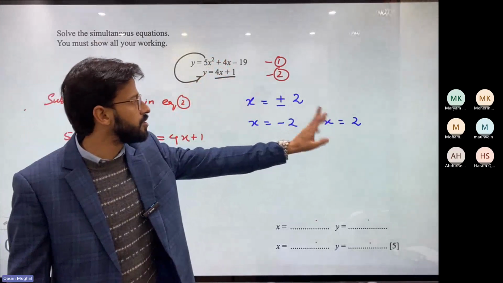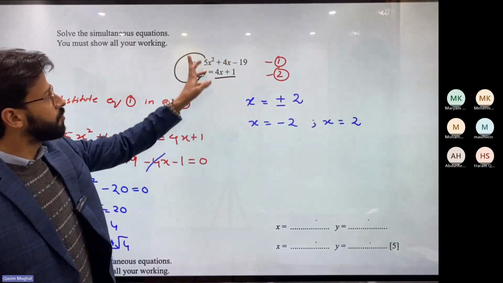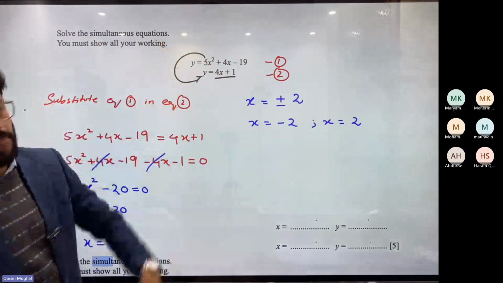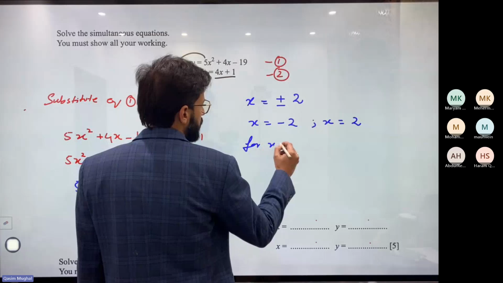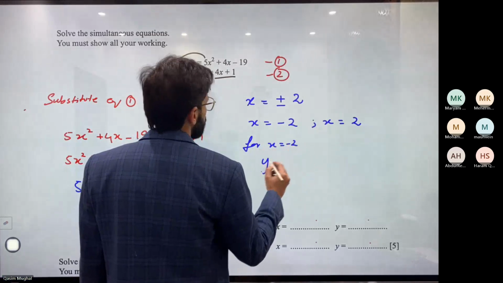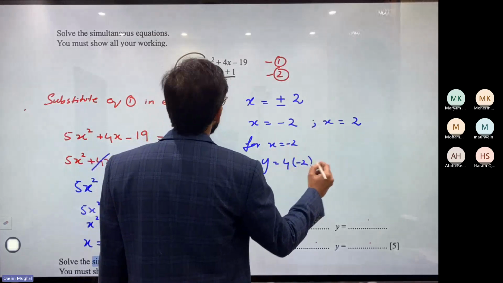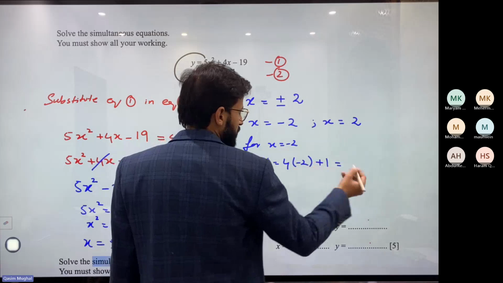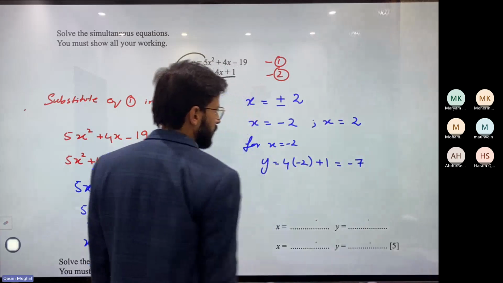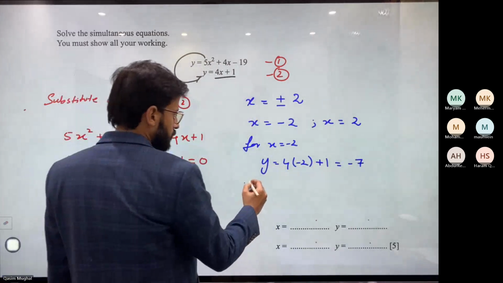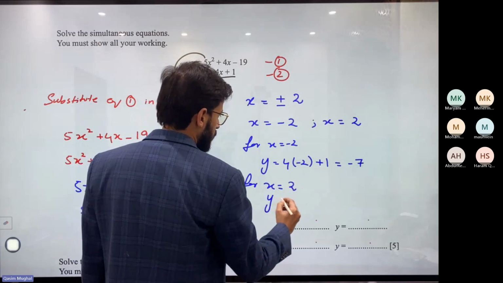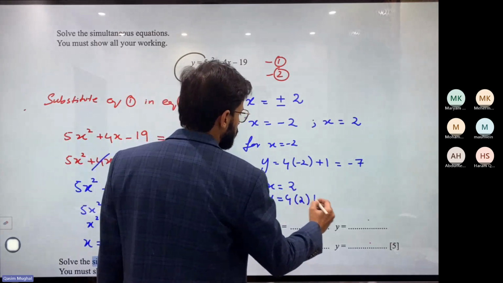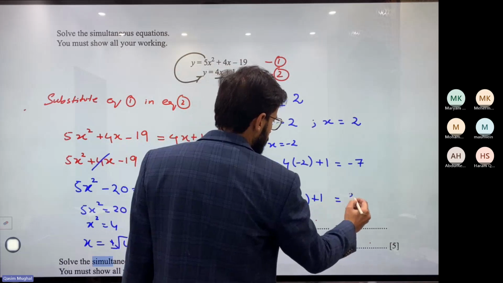So I'm going to substitute minus 2 first. Which equation should we go for? First or the second one? Second. Smart choice. So for x equals minus 2, y is equal to 4 into minus 2 plus 1. Minus 8 plus 1 is minus 7. Okay. For x equal to positive 2, y is equal to 4 into 2 plus 1. 4 2s are 8 plus 1, 9.